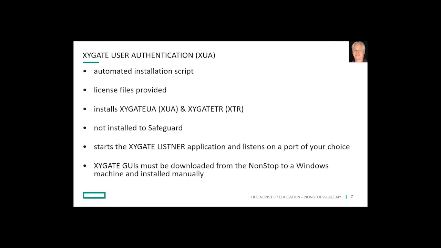Installation of the XUA software is performed using an automated installation script. The license files are distributed with the installation files. The automated installation script prompts for only the data necessary to install the software on the NonStop.